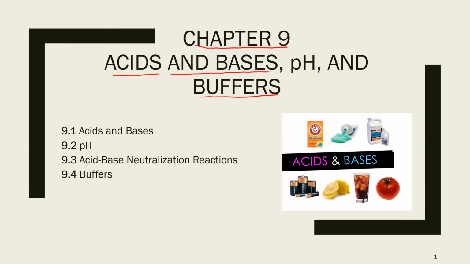In the first section we will learn about definitions of acids and bases, and we will also learn about their properties. Then we will discuss a parameter called pH. pH tells us about the strength of any acid or base. And in the third section, we will learn about various reactions of acids and bases. And finally, we will discuss buffers.